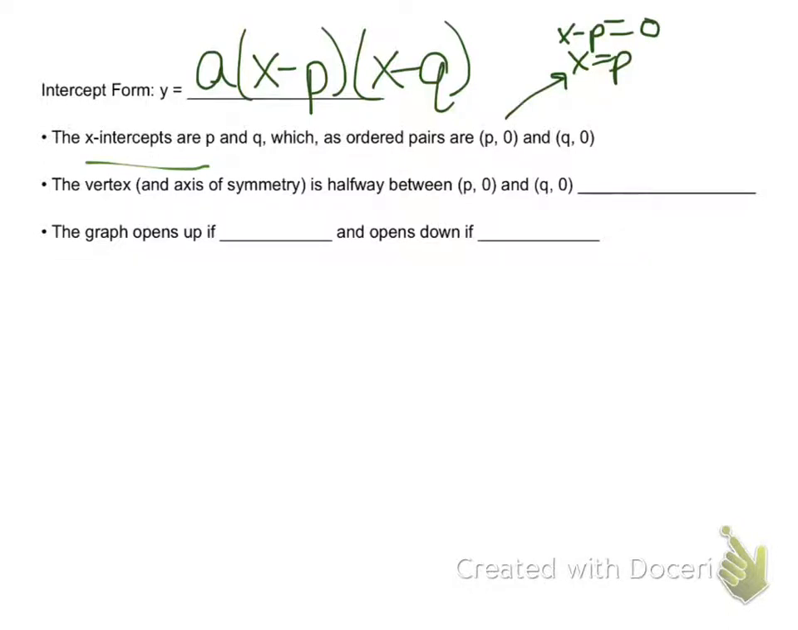So if I take x minus p, set it equal to 0, I get x equals p, and the same with the q. And keep in mind that those are ordered pairs. That's where it crosses the x-axis, so my y-coordinate obviously is going to be 0.